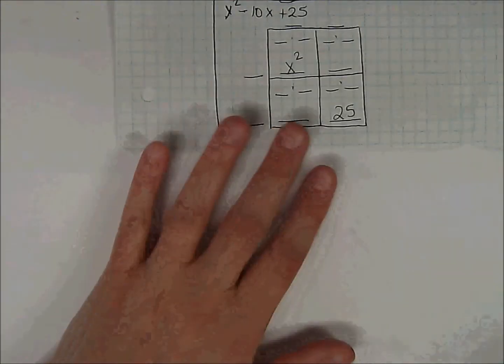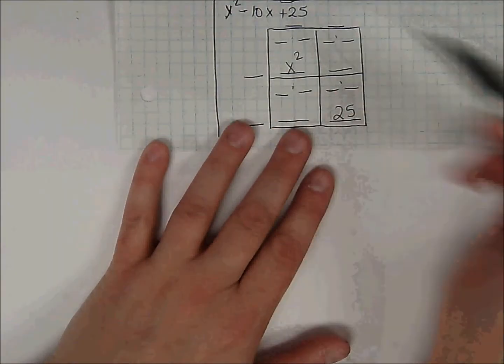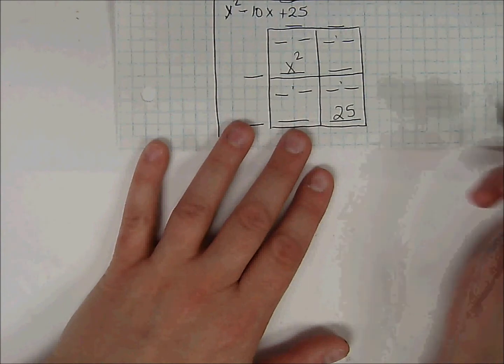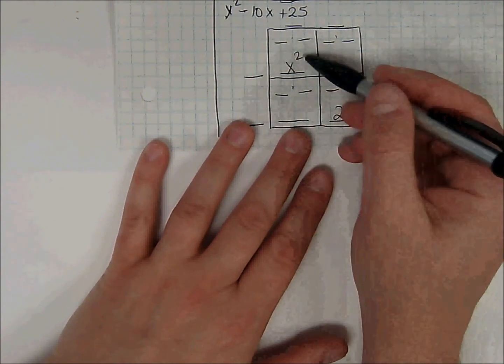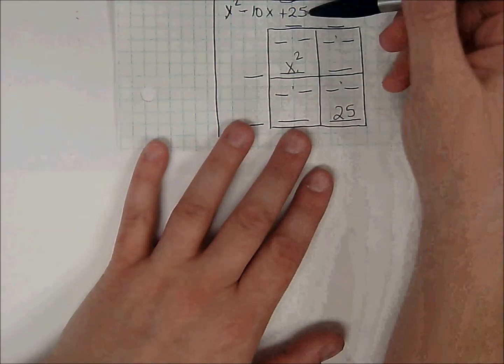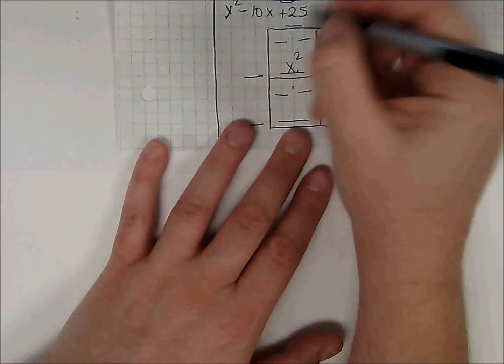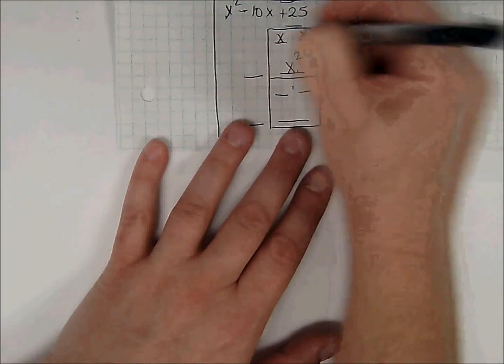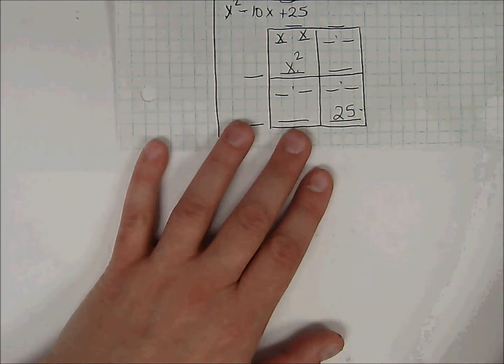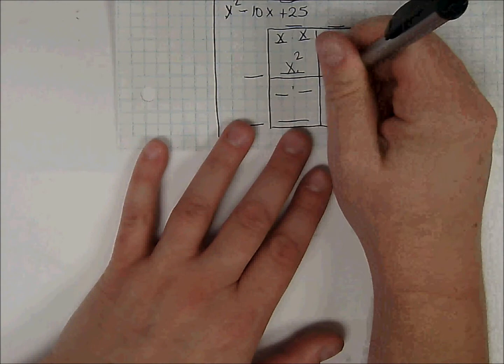This problem is x squared minus 10x plus 25. So the first number goes in the first box. The last number goes in the last box. I know the only way I can get x squared is x times x. 25, 5 times 5, or 25 times 1. So I'm going to use 5 times 5 and see if it works.